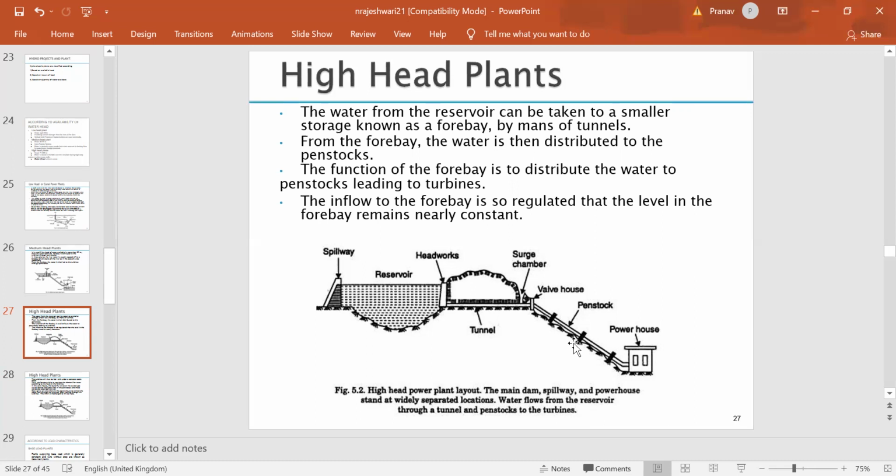And the main dam, spillways, and powerhouse stand at widely separated locations. The water flows from the reservoir through the tunnel and penstocks to the turbines. And the inflow to the forebay is so regulated that the level in the forebay remains nearly constant.